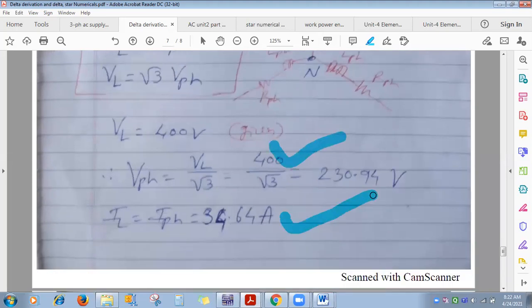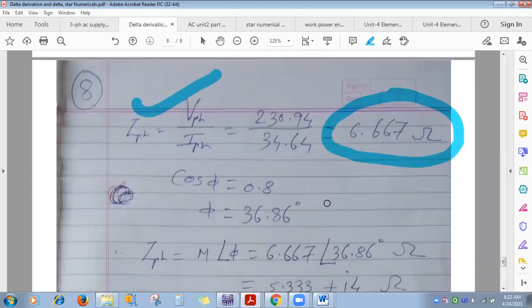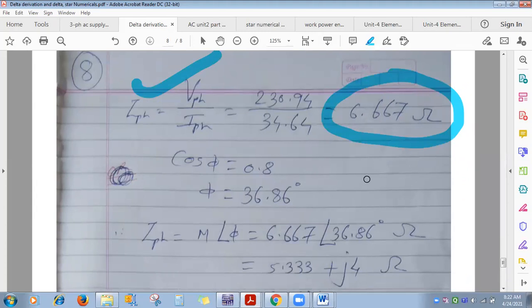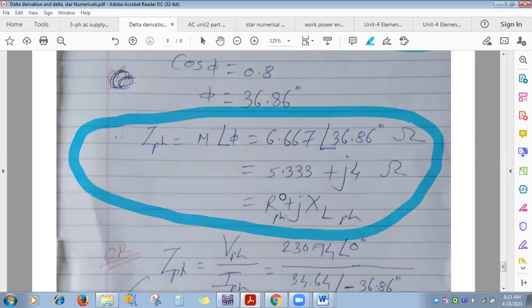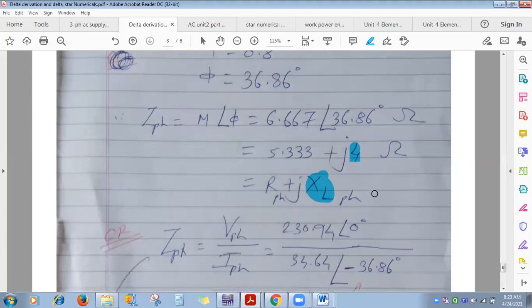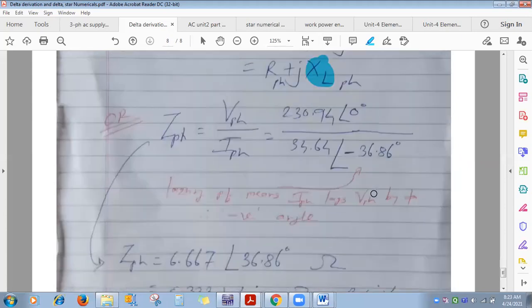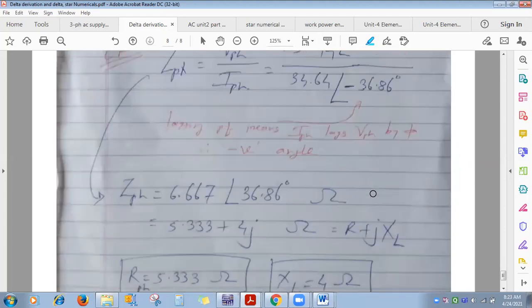So VPH we know, IPH we know, you can calculate ZPH. We got magnitude only. Angle, cos inverse of 0.8 angle. Now magnitude and angle both you know. Convert it into rectangular form. So real part is resistance and imaginary part is XL. Okay, so you just check in exam whether you get asked to calculate XL, that is inductive reactance, 4 ohm it will be. Sometimes they ask you to calculate circuit parameters. Circuit parameters means resistance and self inductance you have to calculate.